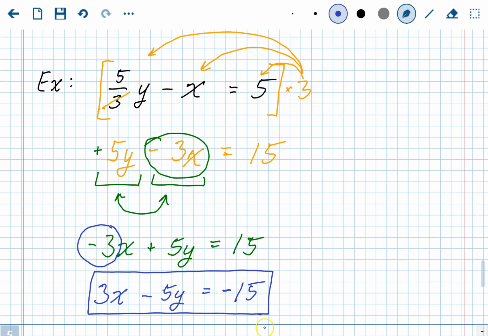And then identify your a, b, and c values. A is the number in front of x. A is 3. B is the number in front of y. B is negative 5. Remember, the sign stays with its value. And c is the constant, which is negative 15.